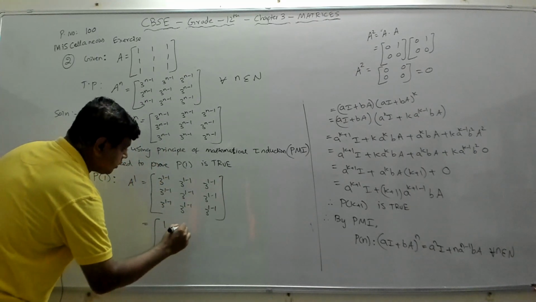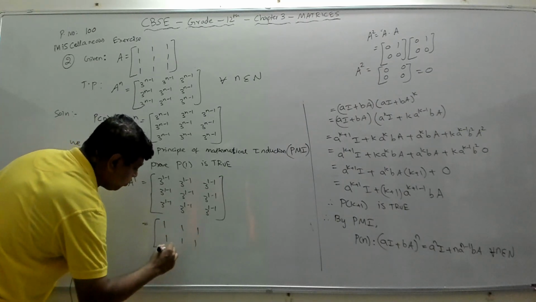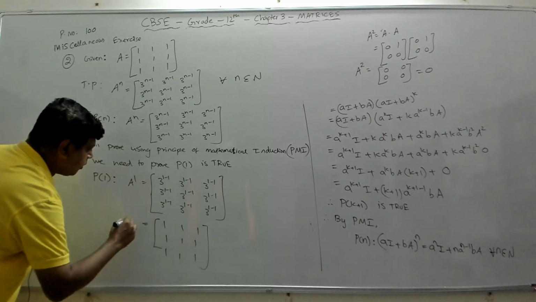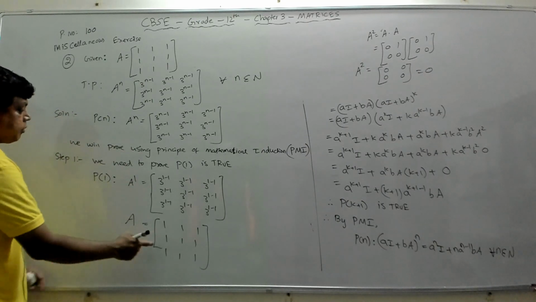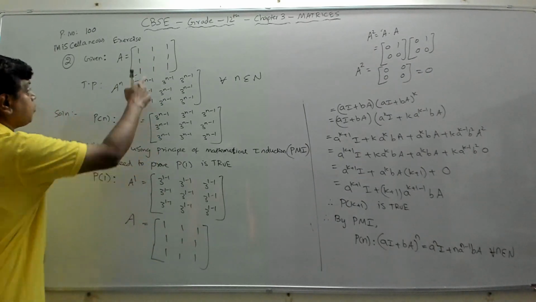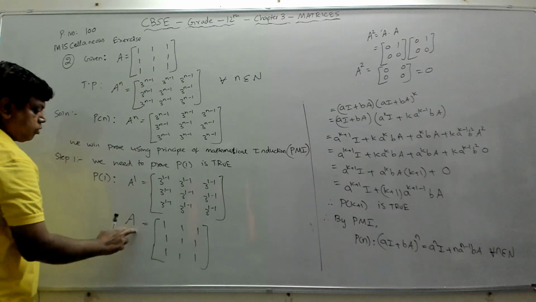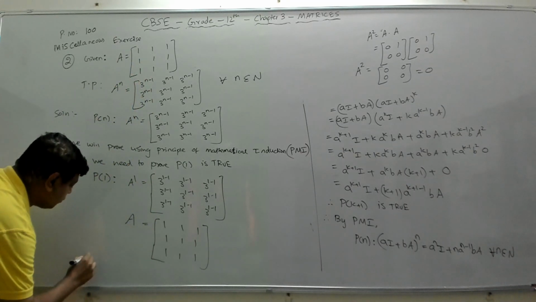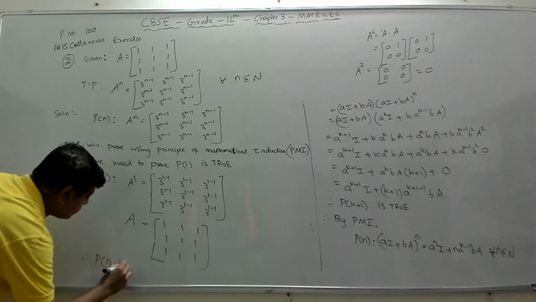3 power 0 is 1. We get here 1 and a. Here a. But which is true because a is given as this. A is 1, that is given. A is equal to this. So therefore P of 1 is true.